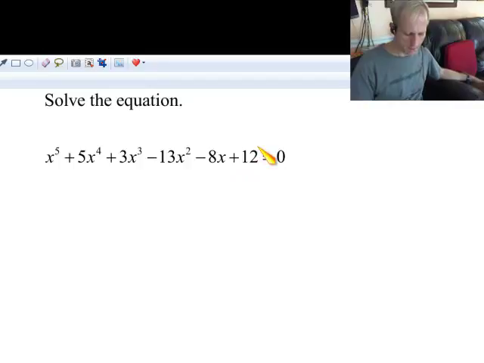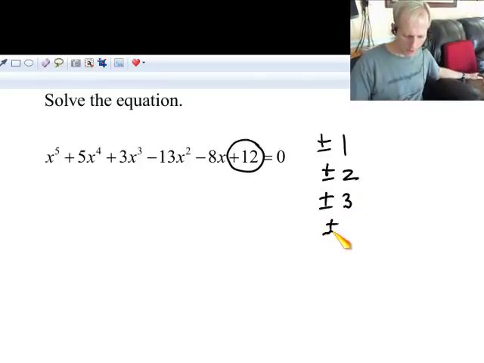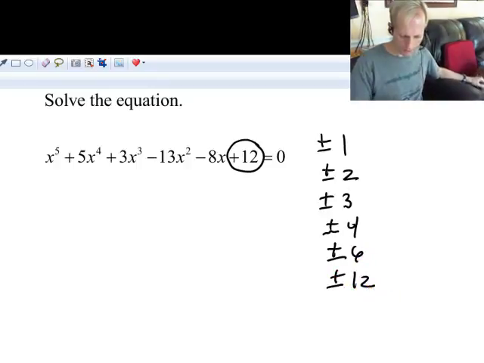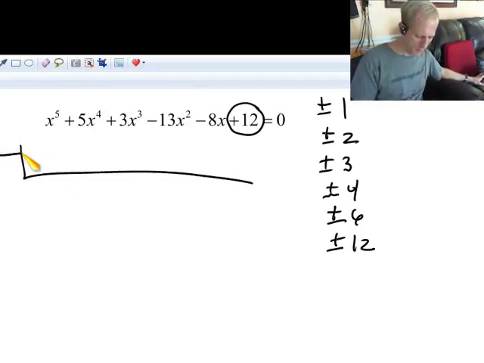So my first step is to always look at the constant and see what numbers I'm going to try using synthetic division. I'm always going to try the numbers that are the factors of the constant. So for 12 I would have plus and minus 1, plus and minus 2, plus and minus 3, plus or minus 4, plus or minus 6, and plus or minus 12. Okay, so let me start with 1.